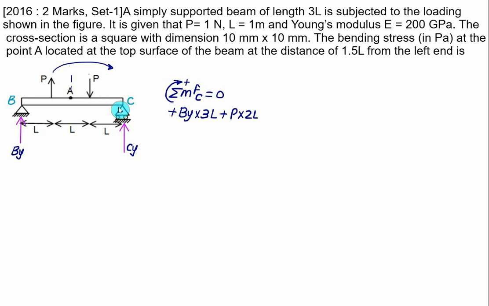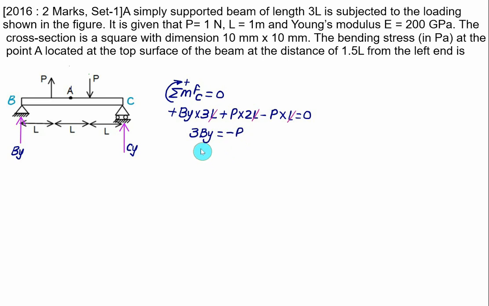The moment of this force about C will be anti-clockwise. Anti-clockwise will be negative. Force is P, and the distance is L, and the sum must equal 0. So here the L term will get cancelled, as it is common to all. So 3 times the reaction at point B, By, is equal to 2 times P, which is positive, and this other one is negative P. So if we shift it, we will get minus P.